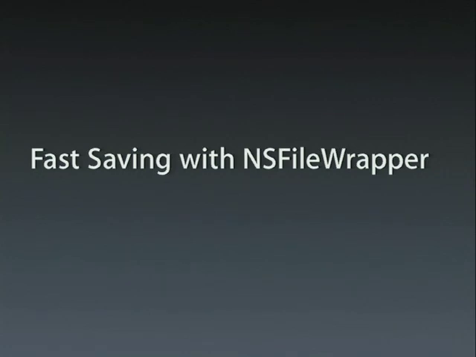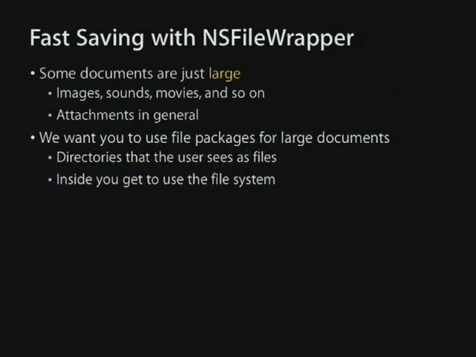So, fast saving with NSFileWrapper. Some documents are just large, and we have to deal with this performance issue that's caused by things like images, sounds, and movies and so on that are attached to documents. And just attachments in general, like TextEdit's rich text support lets you drag anything into a TextEdit document, and it's supposed to just hold on to it. And the way we want you to take care of this is the same way that we take care of it in general, using file packages, which are just directories that the user sees as files. Things like the Finder and the Open and Save panels are smart enough to sense that this is a file package, even though it's really a directory, and just show it to the user as a file.